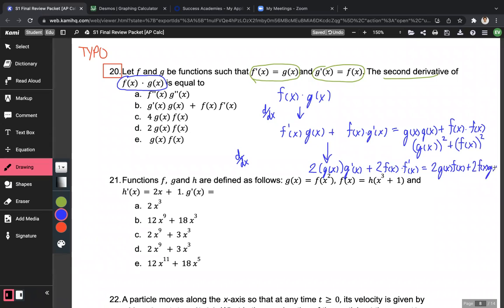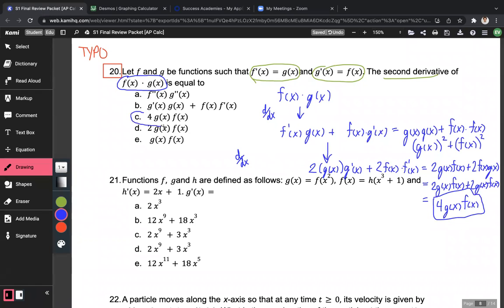times g of x. I can rearrange my variables in any order because multiplication is associative. So that's 2 times g of x times f of x plus 2 times g of x, f of x. Those add together and equal 4 times g of x times f of x.